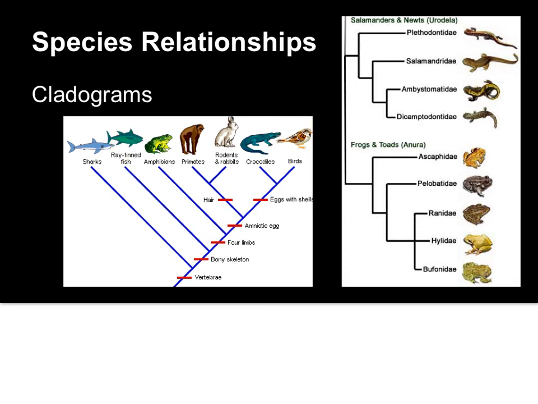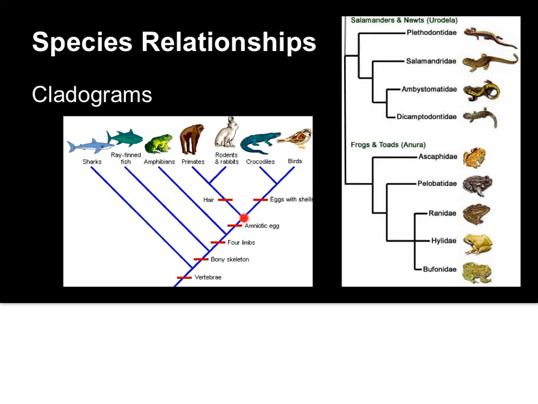Now, our next step is the four limbs. Our fish didn't have four limbs, so they branched off here, and the rest of these animals up here have four limbs. Now these amphibians have four limbs. However, because they branched off before they hit this part, they do not have an amniotic egg. So they have four limbs, a bony skeleton, and vertebrae, but they don't have the egg.